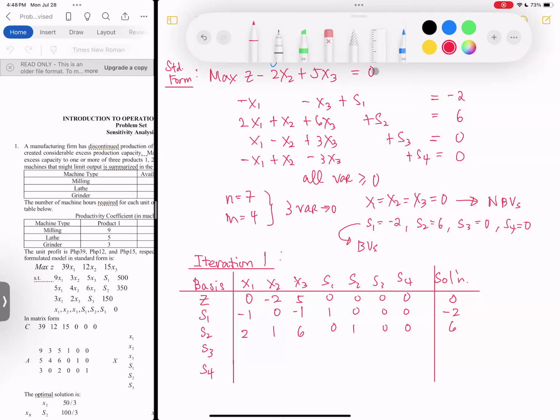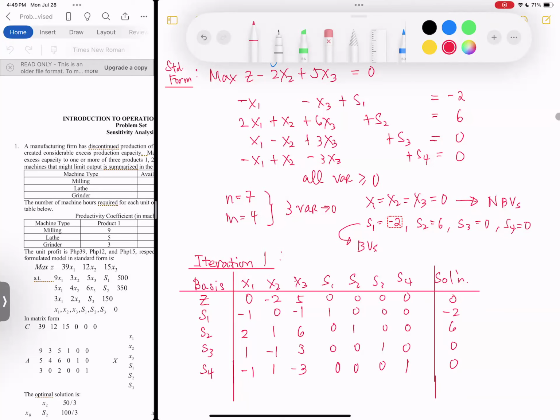And then for the third constraint, which is here, you have 1, -1. Okay, we're here. Then +3, 0, 0, 1, 0, and then 0. And then the last row, which is this, -1, +1, -3, 0, 0, 0, 1, and 0. Are we good so far? Clear naman, class? Opo, sir. Okay, wala pa namang bago no?